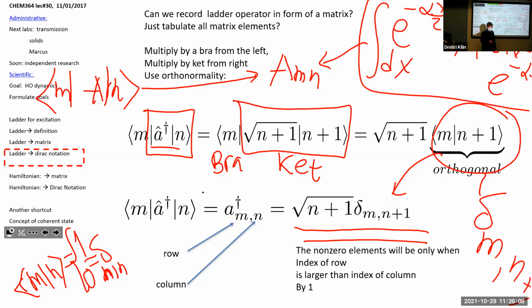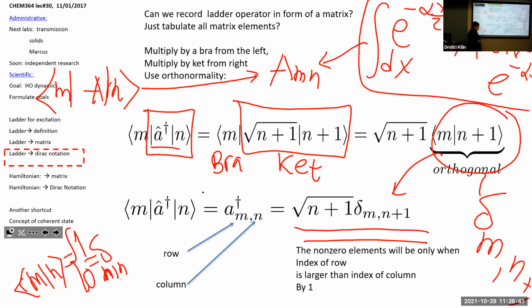If you want to look into these properties, look for them in Wikipedia or textbooks, or send me an email. The sandwich, this bra and ket in angular brackets, m and n, identifies quantum state m and quantum state n, and the result of this convolution, which in old-fashioned style is just an integral, will be 1 if the numbers coincide, 0 if they don't. And we are going to use this property in the next line.